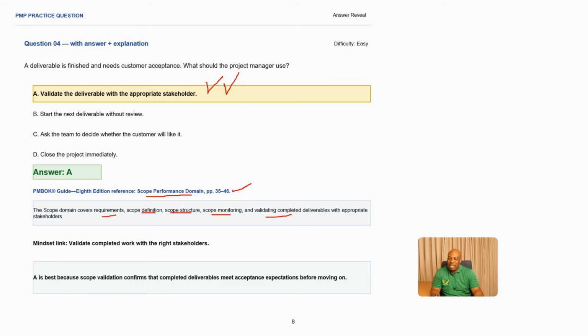So what is the mindset that is applicable also in this scenario? You need to validate complete work with the right stakeholders. This is very important. If you need your deliverable to be accepted, then you must go to the right stakeholders so that they can validate the work. Making A the best answer because scope validation confirms that completed deliverables meet acceptance criteria before moving on. So A, the best answer in this scenario.